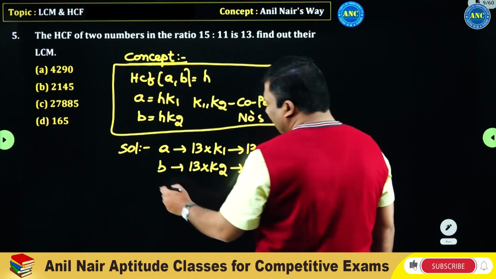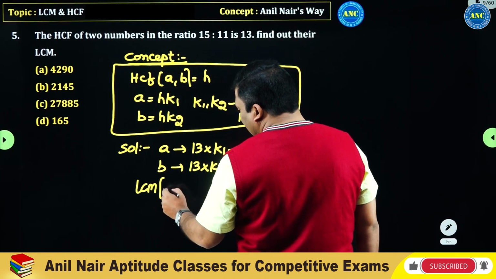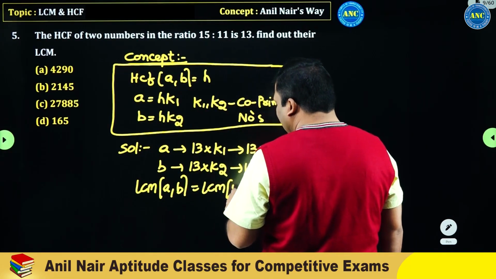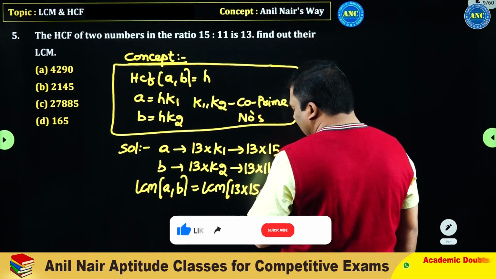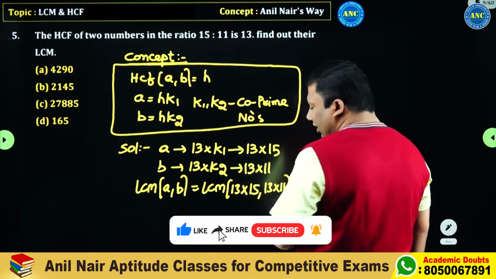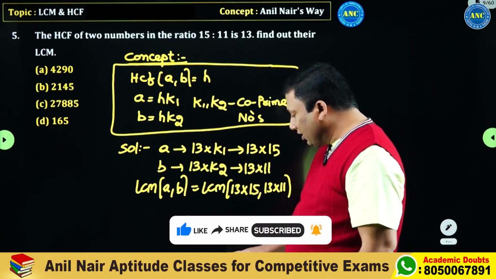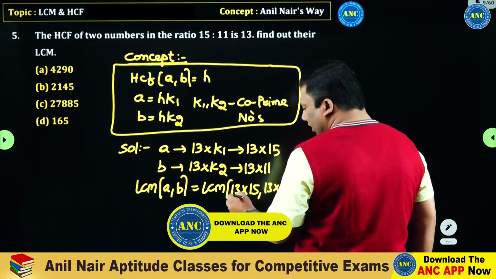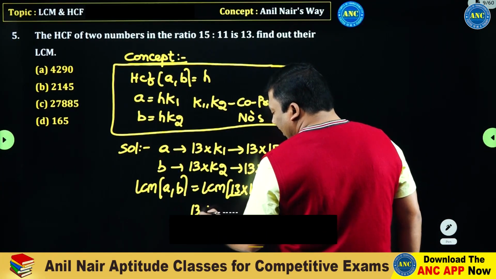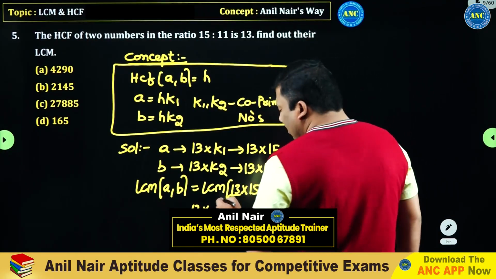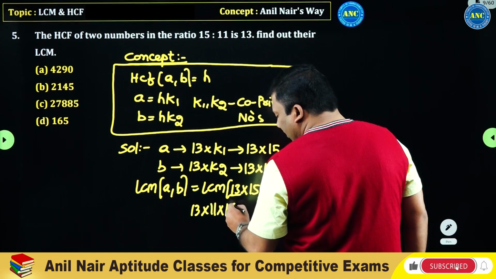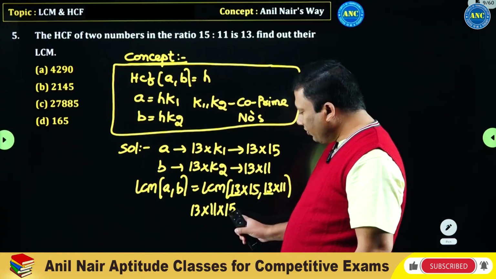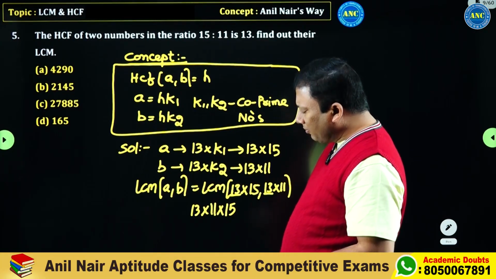Then what do I require? Find their LCM. LCM of A, B is LCM of 13 into 15, 13 into 11. Whenever you are doing LCM, sir, if there is any common factor, take it out. 13, 11 and 15 are co-prime to each other. The LCM of co-primes is their product. So it is 13 into 11 into 15.